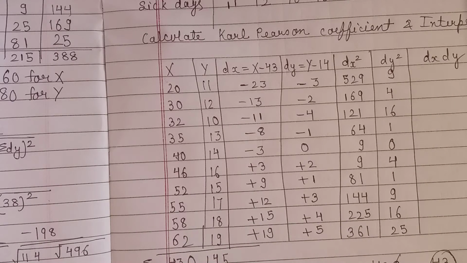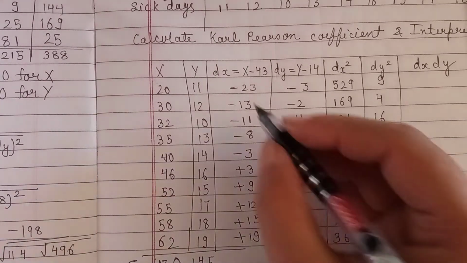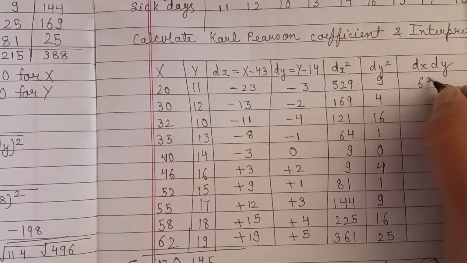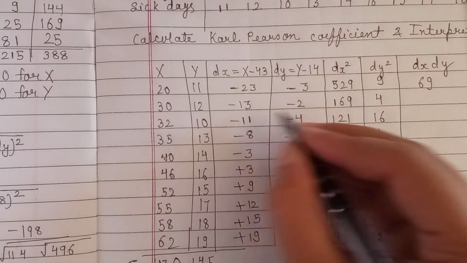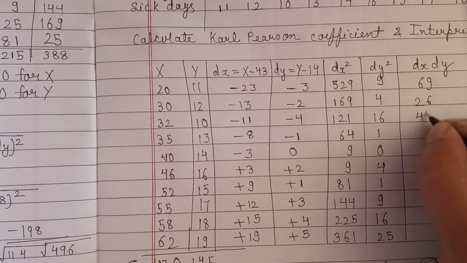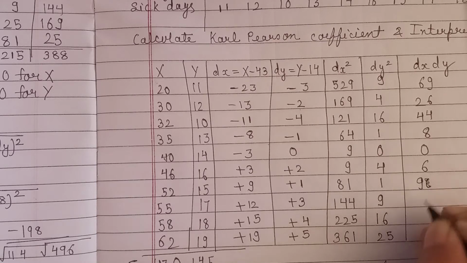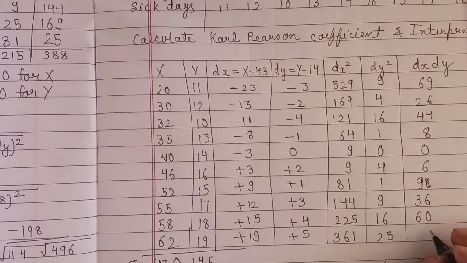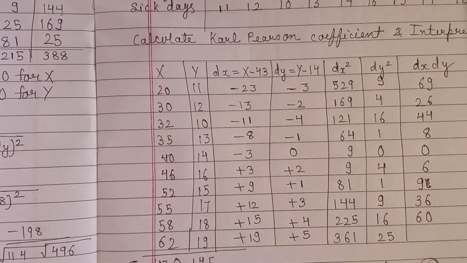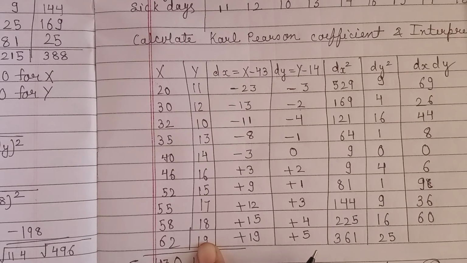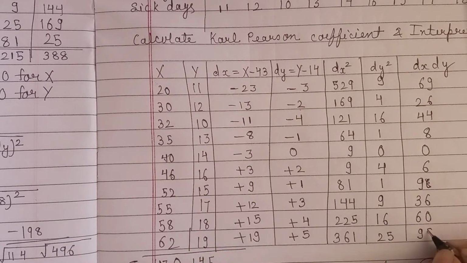Dx into dy is minus minus plus 69, then it is 26, 44, 8, 0, 6, 9, 36, 15, 4s are 60, and 19 into 5 is 95.